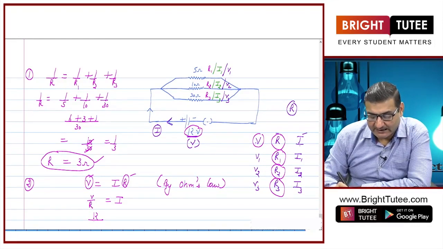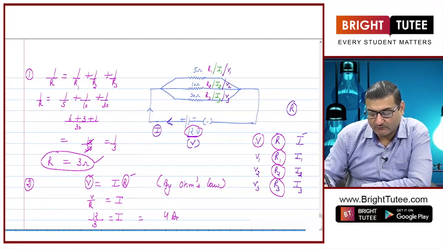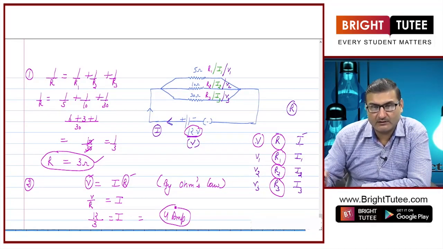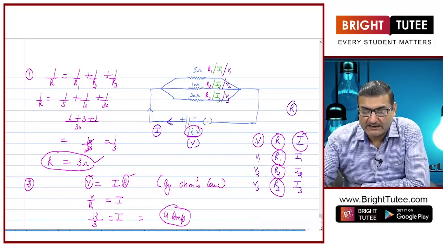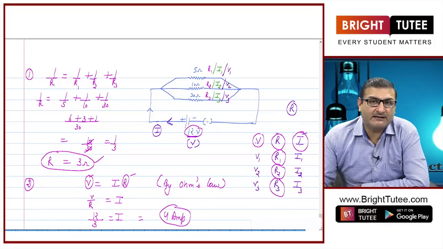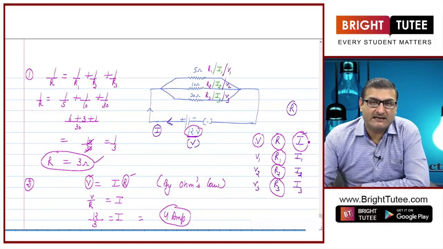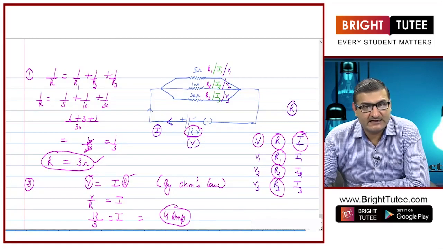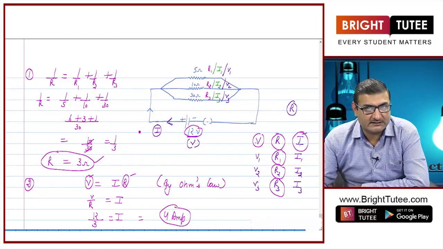V is 12, R is 3. So, I comes out to be, cancelling it out, 4 amperes. Now I have got I, circling it. So, this is the second part in the question that you may be asked: calculate the total current in the circuit. If total current and total resistance are asked, this is the end of our answer.